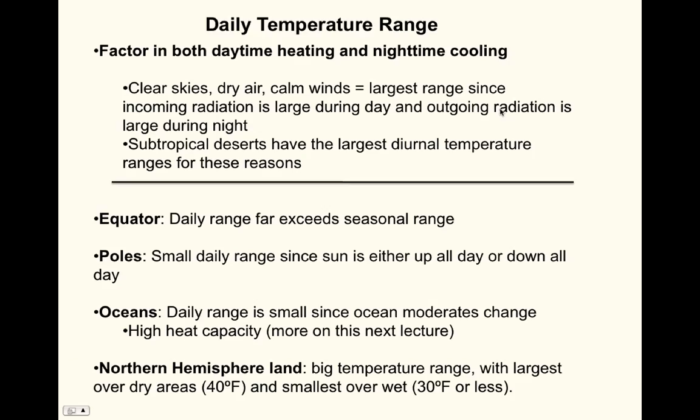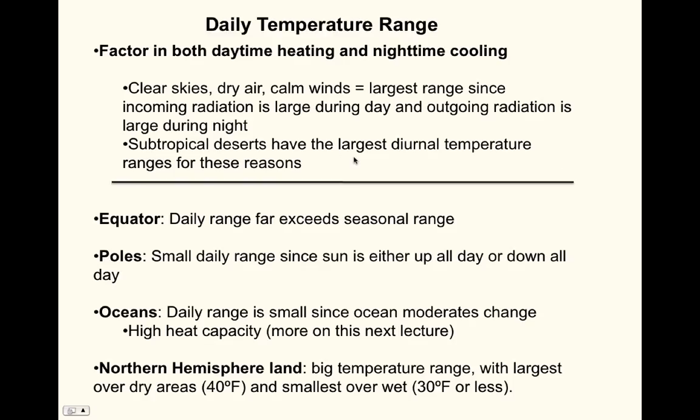So altogether, the amount of daytime heating you can get and the amount of nighttime cooling go together to give you your total daily, or diurnal, temperature range. The best case scenario is clear skies, dry air, and calm winds. They're going to give you the biggest range, since clear skies allow a lot of solar radiation to come in and get absorbed during the day, and also allow a lot of outgoing radiation to leave during the night, cooling you back off.